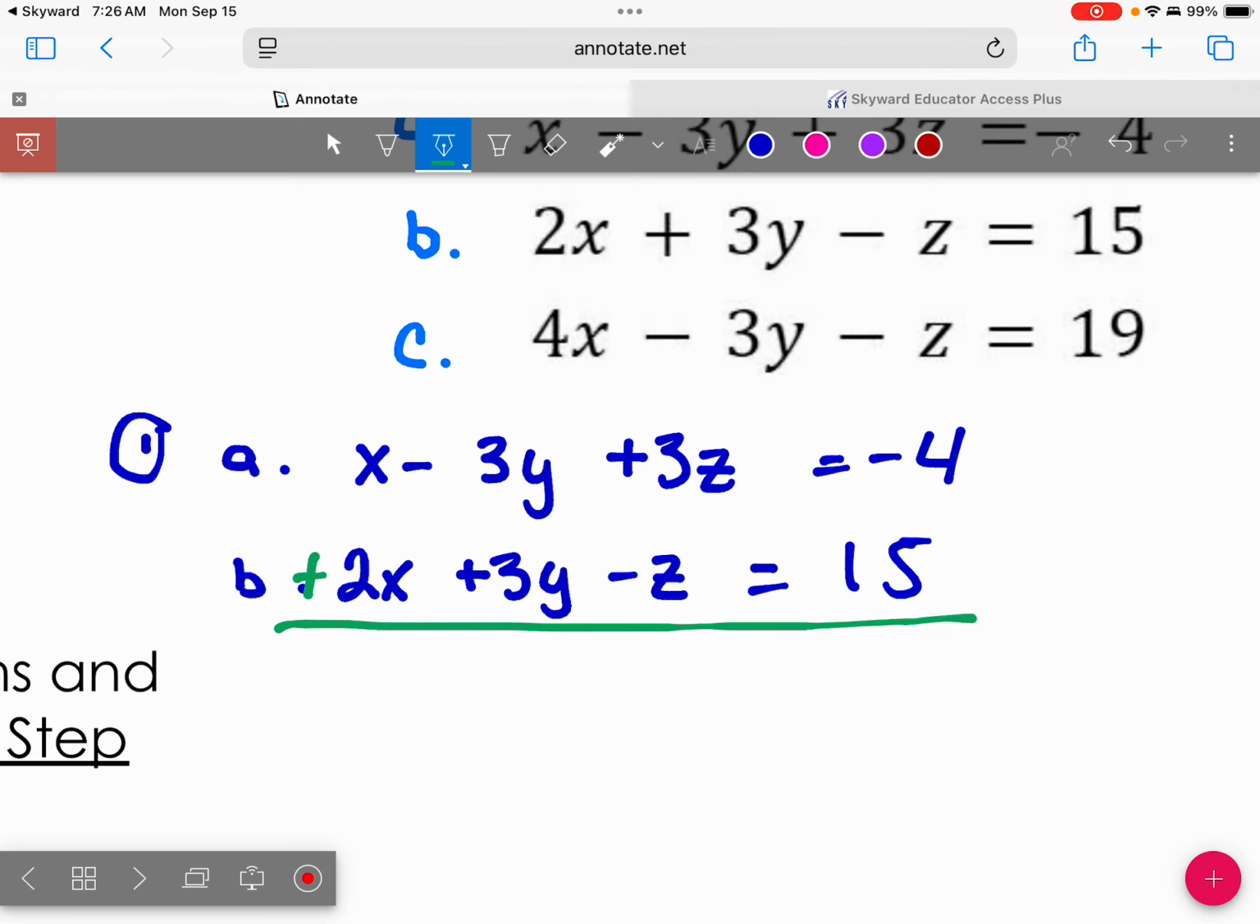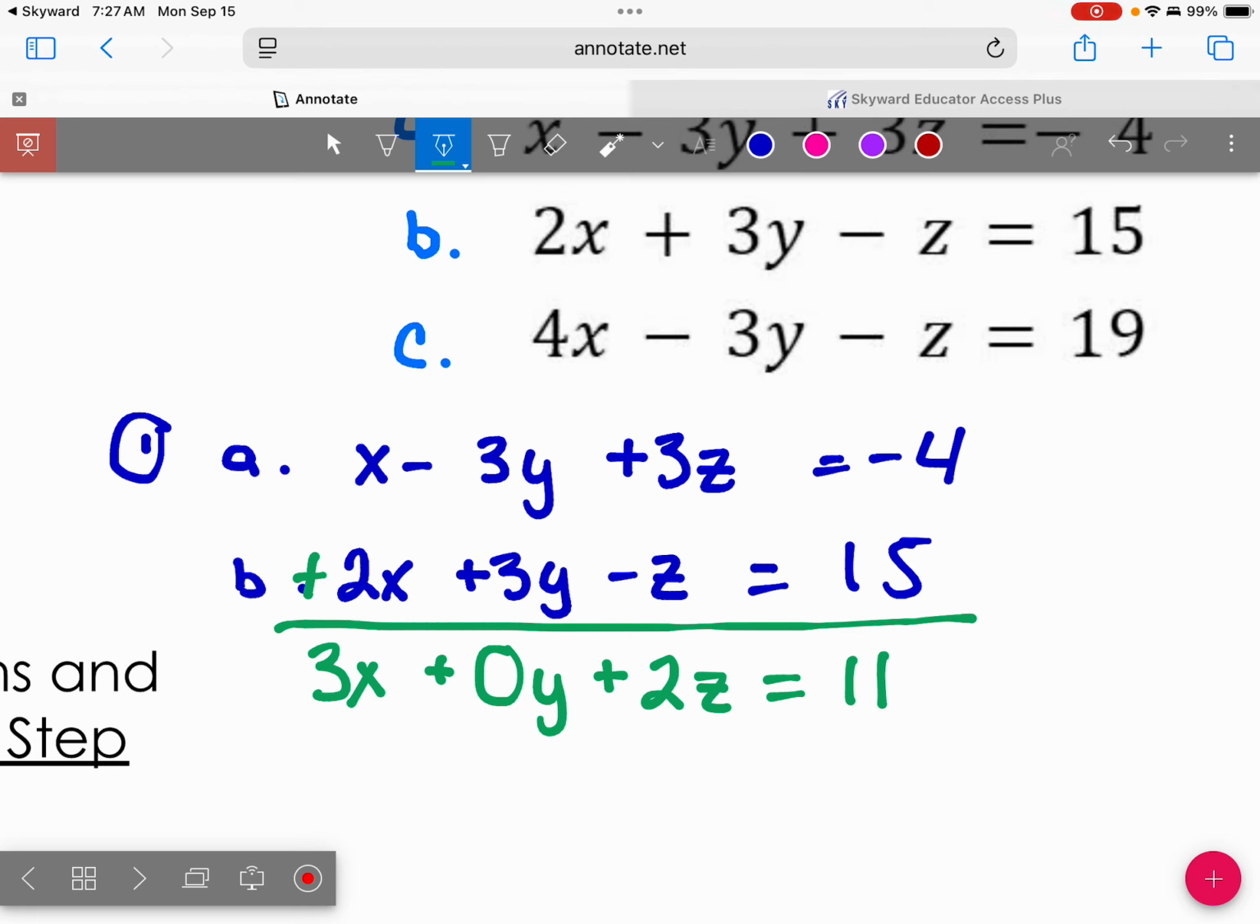I already have the same number with the opposite signs on my y's. So when we add these together old school style, I've got my x plus 2x. That's going to give us our 3x. I've got my -3y plus 3y. So that's going to be plus 0y. And I've got 3z plus -z, or -1z. And so that's going to become a plus 2z. And then we have -4 plus 15. That's going to give us 11.